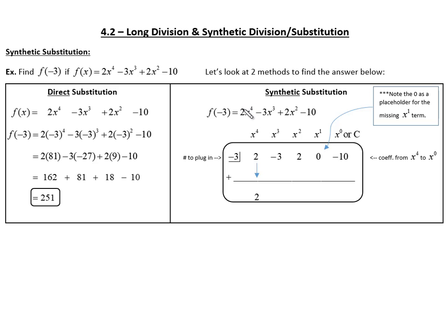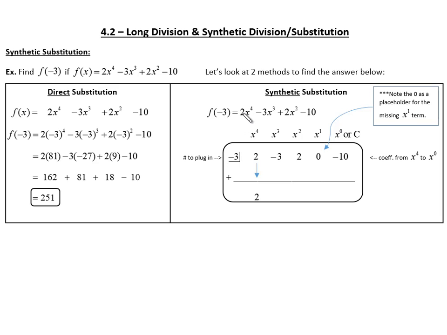Okay, then we're going to look at the highest degree of my polynomial, which is x to the fourth. We're going to set up a placeholder for x to the fourth, x to the third, x to the second, x to the first, all the way down to x to the 0, aka our constant. So that's why I wrote a big C there. And I need to make sure I have a placeholder for all of those. So if I happen to be missing any terms, and in this case we actually did not have an x to the first term, we do need to put a 0 there.